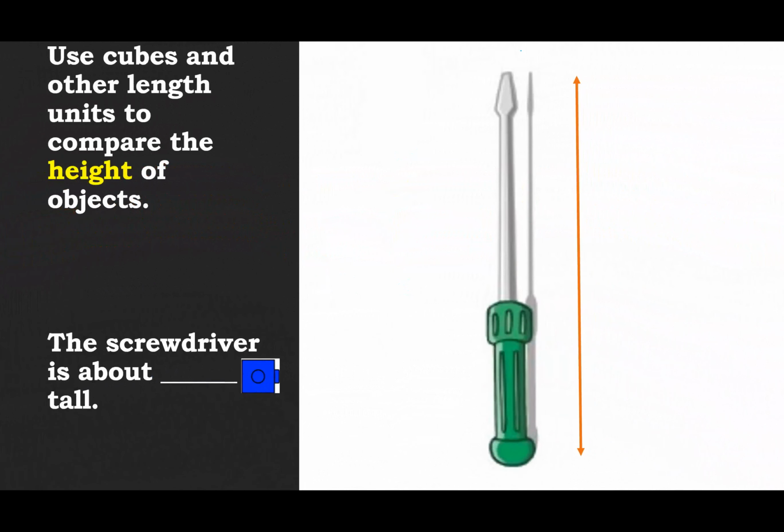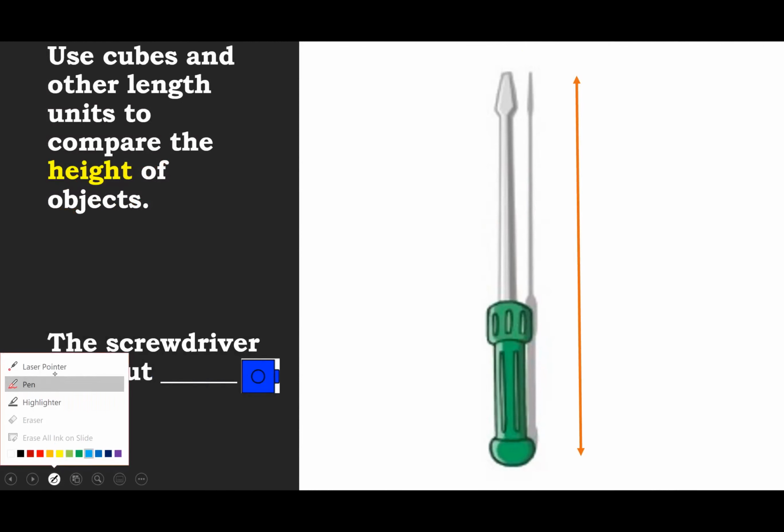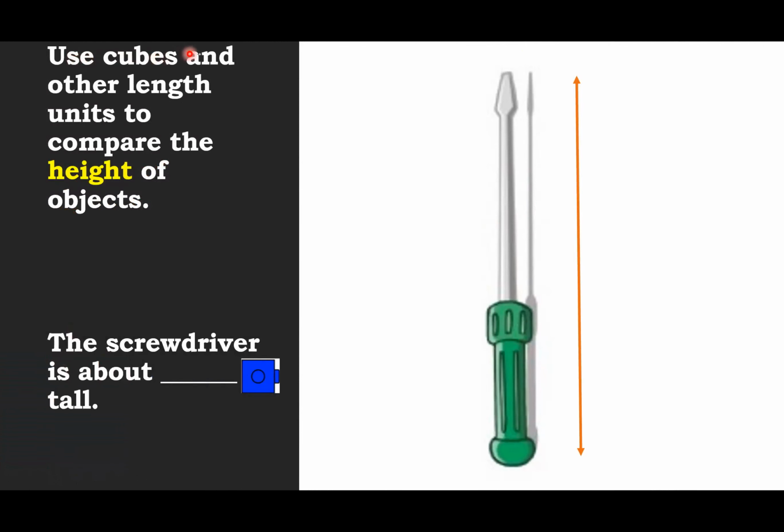Now here, as you can see, use cubes and other length units to compare the height of objects. So you can also use them to compare the height. In the previous slide, we learned how we can compare the length, and we can easily find out which is the longest. Now here, for the height, we will measure the height with the help of cubes, and then we can know how tall an object is.